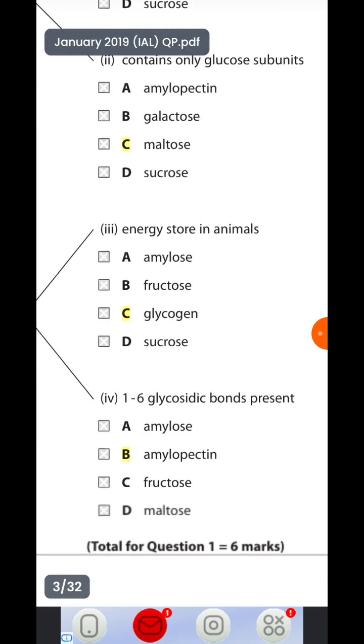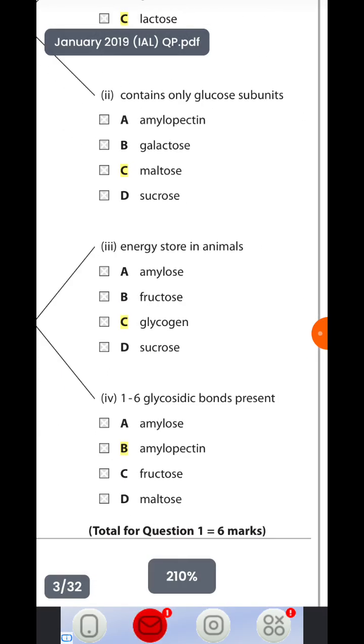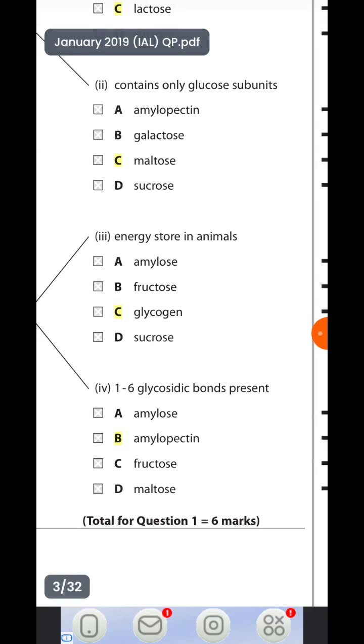Then Roman numeral 4, 1,6 glycosidic bonds present. So B. In amylopectin, it's highly branched. Therefore, it contains both 1,6 and 1,4 glycosidic bonds. So you know when two monosaccharides are combined together, a water molecule is removed by condensation and they are combined together by a glycosidic bond, and that bond is a 1,4 glycosidic bond.